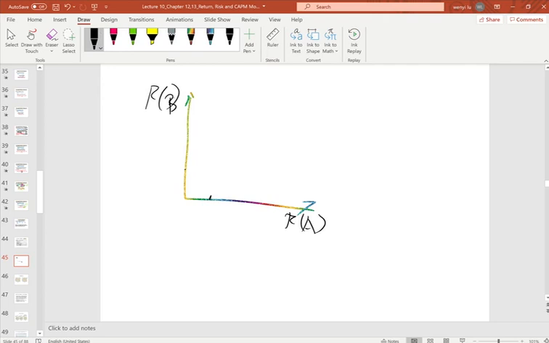While A's return is going up, B's return is also going up, for every dot. So they are perfectly positively correlated. The correlation coefficient is equal to 1. They are exactly on the same trend, with a dot-to-dot mapping.